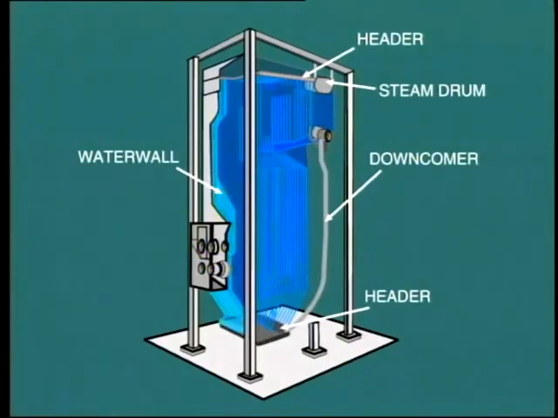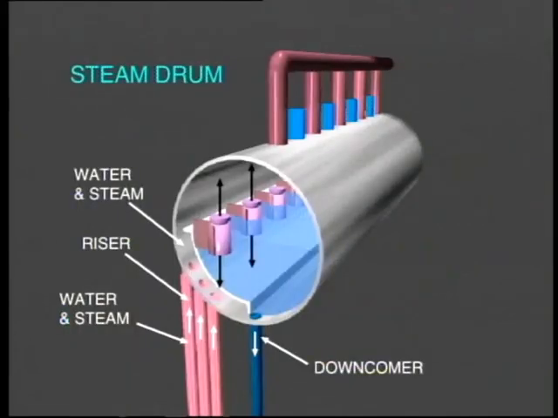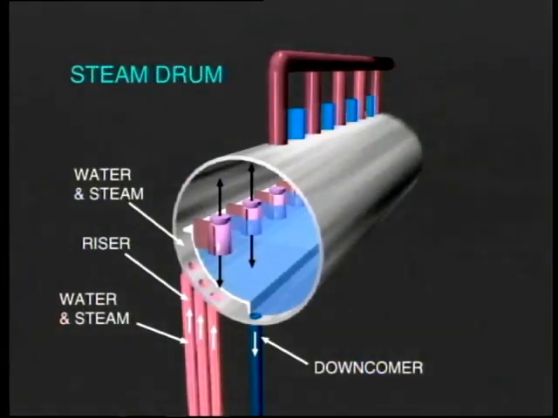The steam and water mixture formed in the water wall tubes rises to be collected in the upper headers, and from here it passes into the steam drum. The steam drum is an important component of the boiler that has many functions. The first is to separate the steam from the water in the returning mixture.